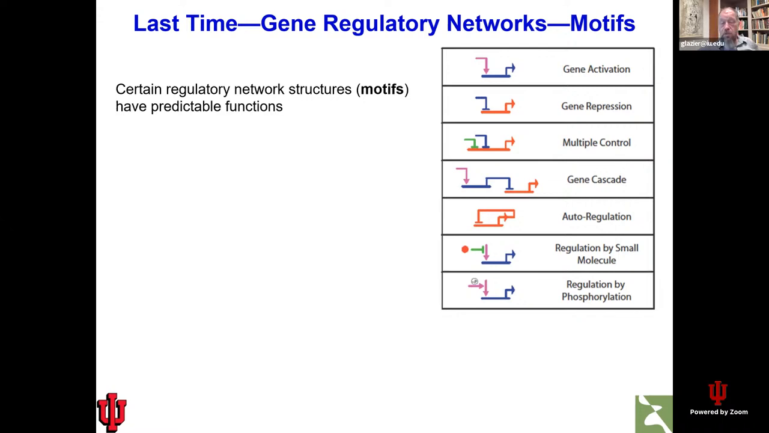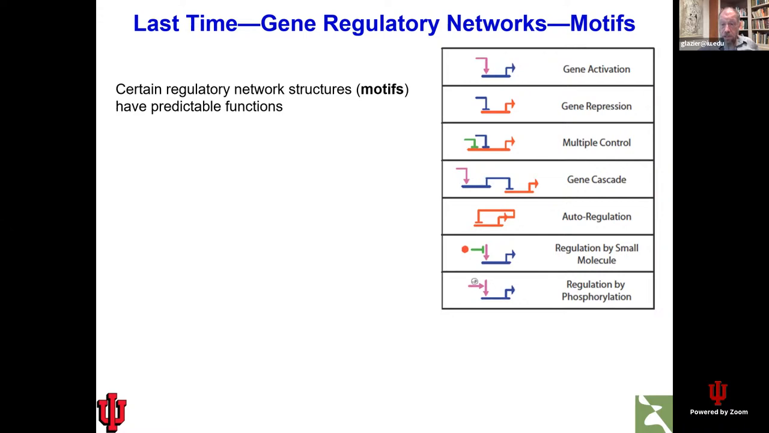Gene cascades, where gene 1 turns on gene 2, gene 2 turns on gene 3, gene 3 turns on gene 4. Or in the case here, gene 1 turns on gene 2, this first arrow, and then gene 2 turns off gene 3. It's also a possibility.